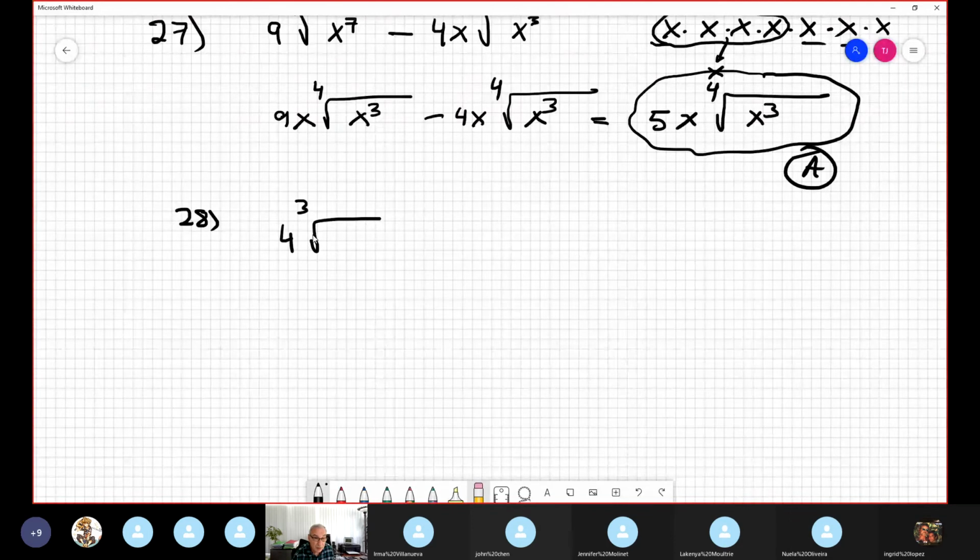4 cubic root of A plus cubic root of 8 and A.